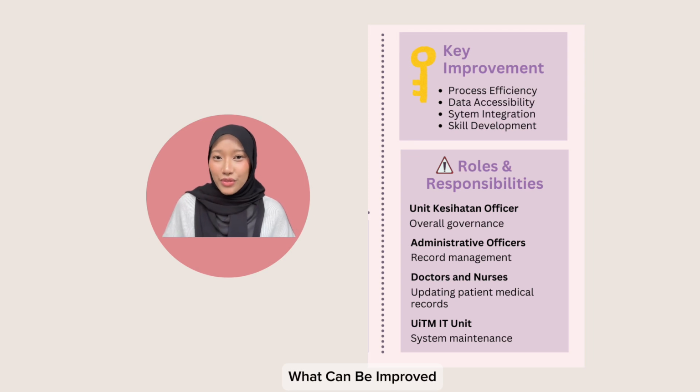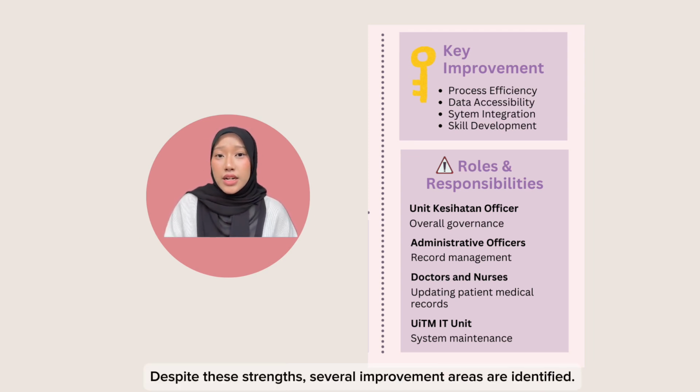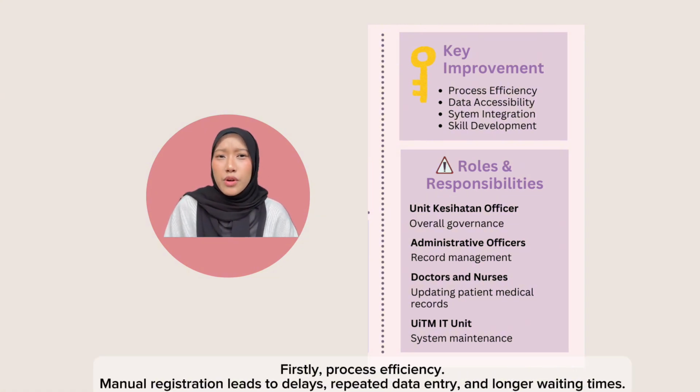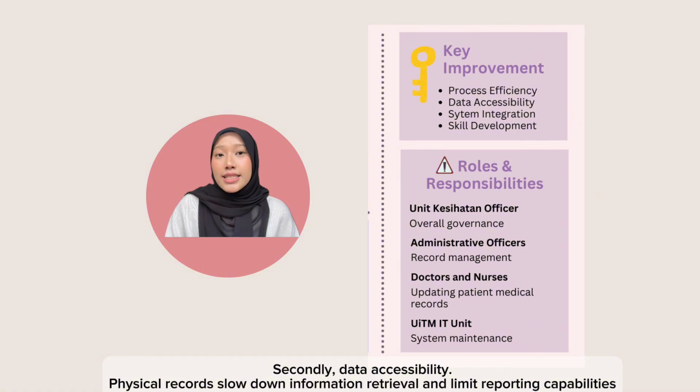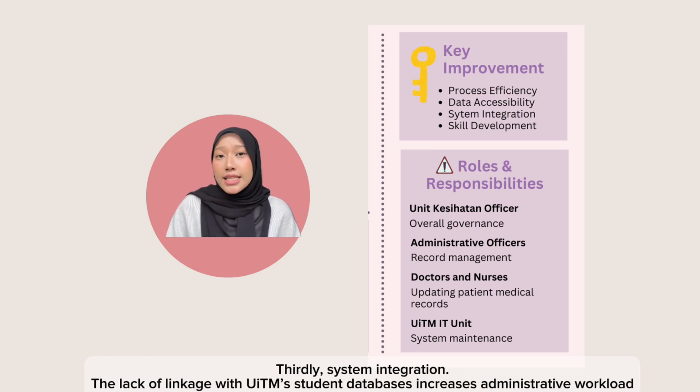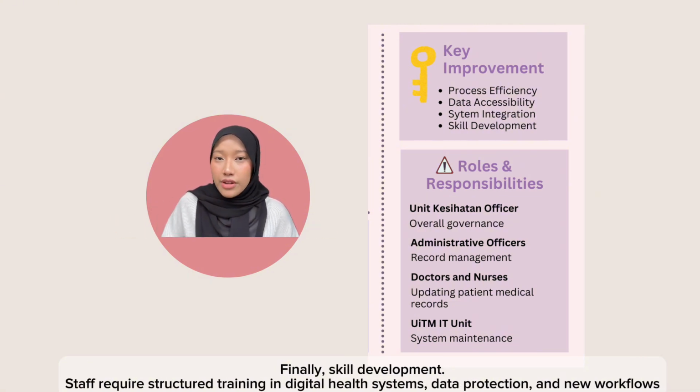So what can be improved? Despite these strengths, several areas are identified. Firstly, process efficiency. Manual registration leads to delays, repeated data entry, and longer waiting times. Secondly, data accessibility. Physical records slow down information retrieval and limit reporting capabilities. Thirdly is system integration. The lack of linkage with the UiTM student database increases administrative workloads. Finally, skill development. Staff require structured training in digital health systems, data protection, and new workflows.